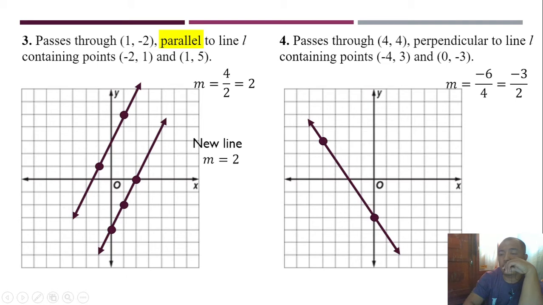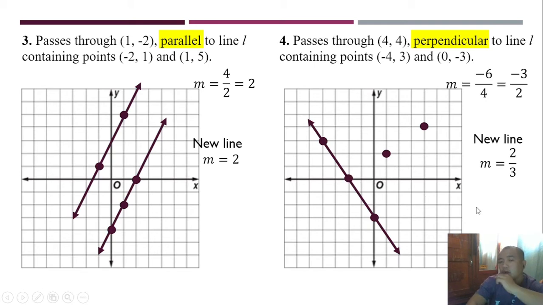-6 over 4 or -3/2. Okay, let us draw a line which is perpendicular to this line. So, the new line's slope is 2/3, the negative reciprocal of -3/2. It passes through (4, 4). Therefore, the other points are here: 1, 2, 1, 2, 3 here. Yun naman yung isa. Connecting the points to form a straight line, they are now perpendicular.